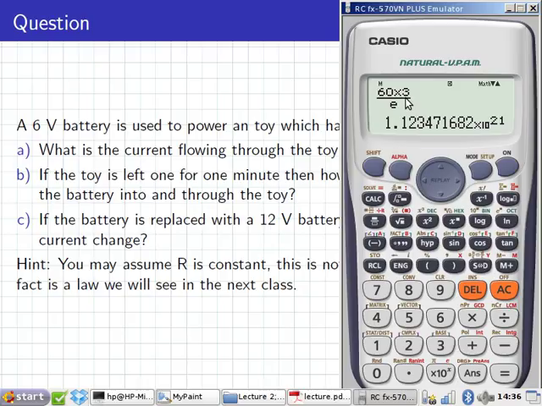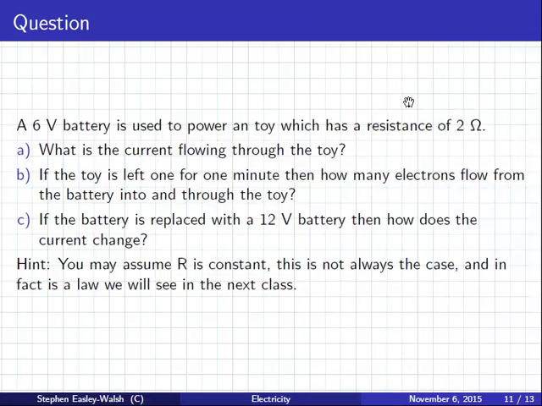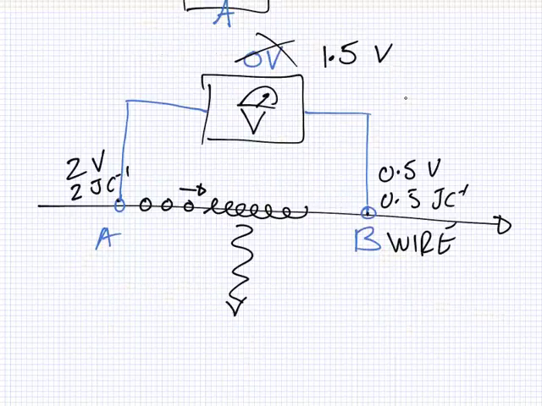Part C. The battery is replaced with a 12-volt battery. How does the current change? Hint: you may assume R is constant. This is actually not always the case. In fact, it's a law that we'll talk about in the next class. But we assume for the moment R is constant. So let's say the R has to be 2 ohms.